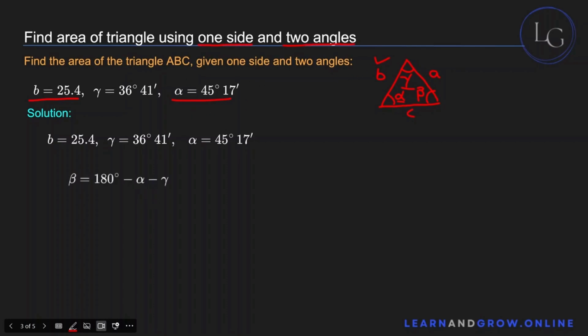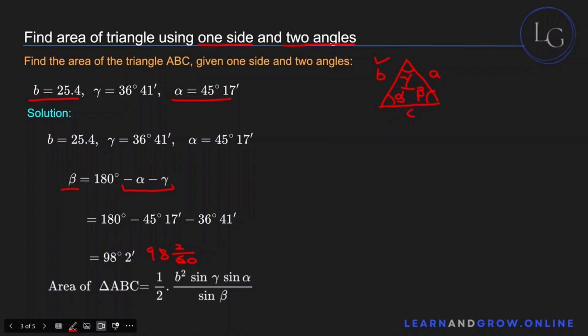Now if you remember, in this particular case, since you have the two angles given to you, since it's a triangle, meaning it has three angles, you can simply subtract the sum of the two given angles from 180 to get the third angle, beta, right? So over here, beta turns out to be 98 degrees and 2 minutes, or basically just 98 and 2 by 60, right? Whatever that is. You can convert it into decimals. So now that you have all three angles, let's see.